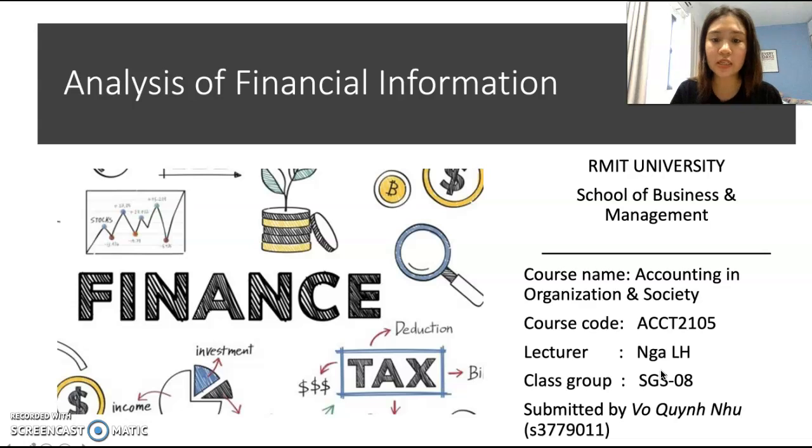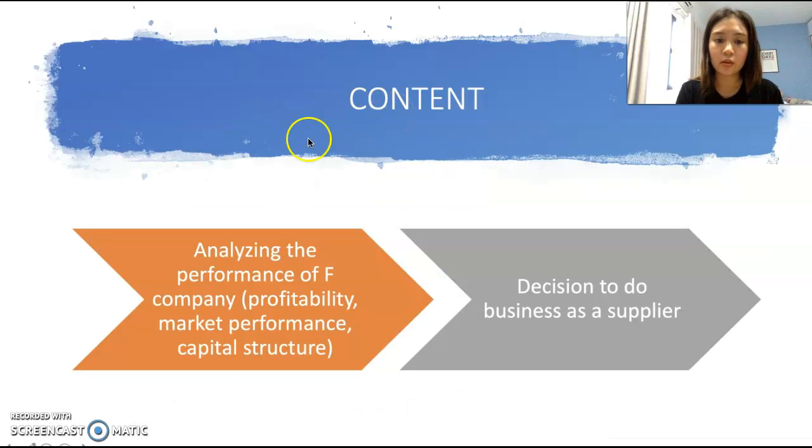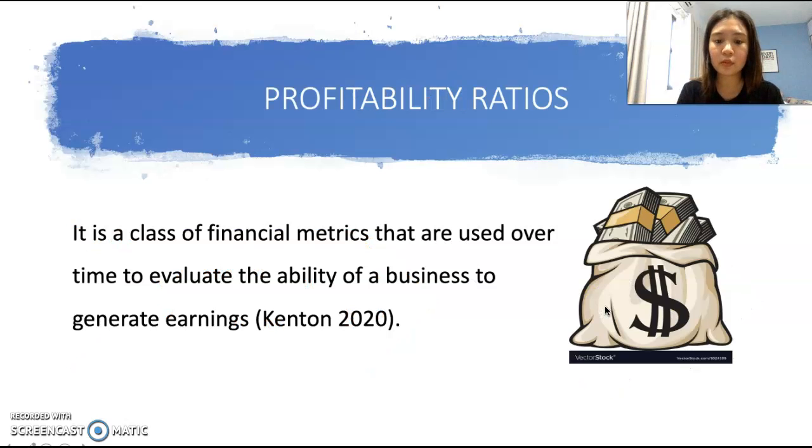In this presentation, I will discuss my analysis of F company's financial information. So this is the presentation's order. First, I will analyze the performance of F company. Then I will compare the performance of the three companies to determine which company I would rather do business with as a supplier. So first, let's look at the profitability ratio.